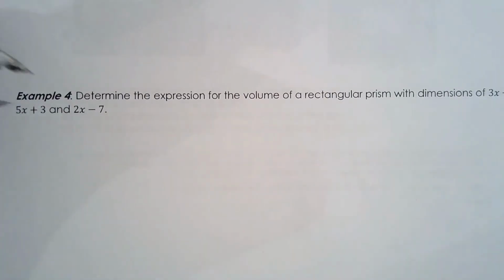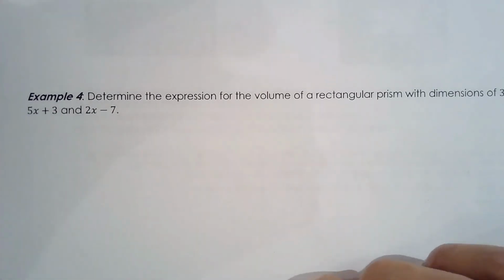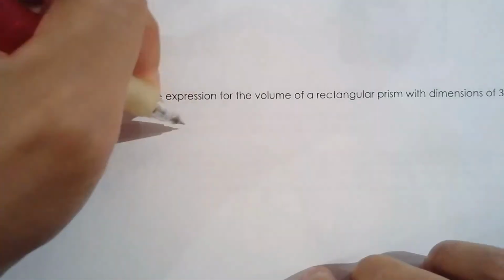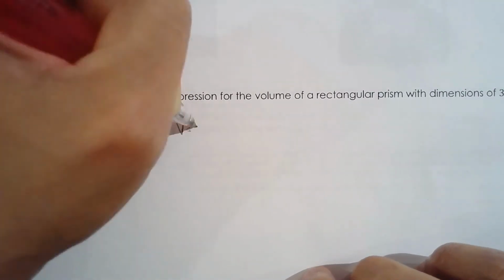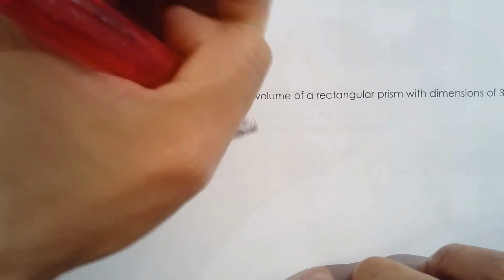Okay, determine the expression for the volume of the rectangular prism with dimensions 3x minus 1, 5x plus 3, 2x minus 7.